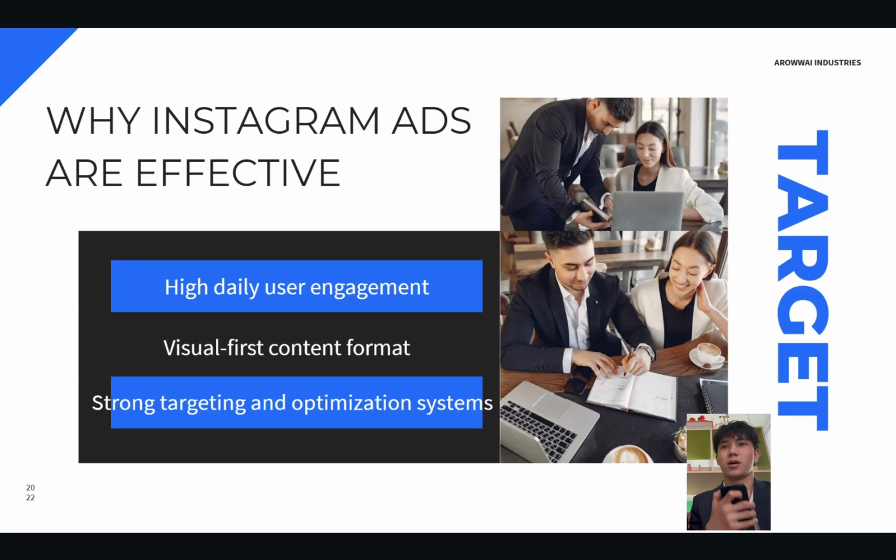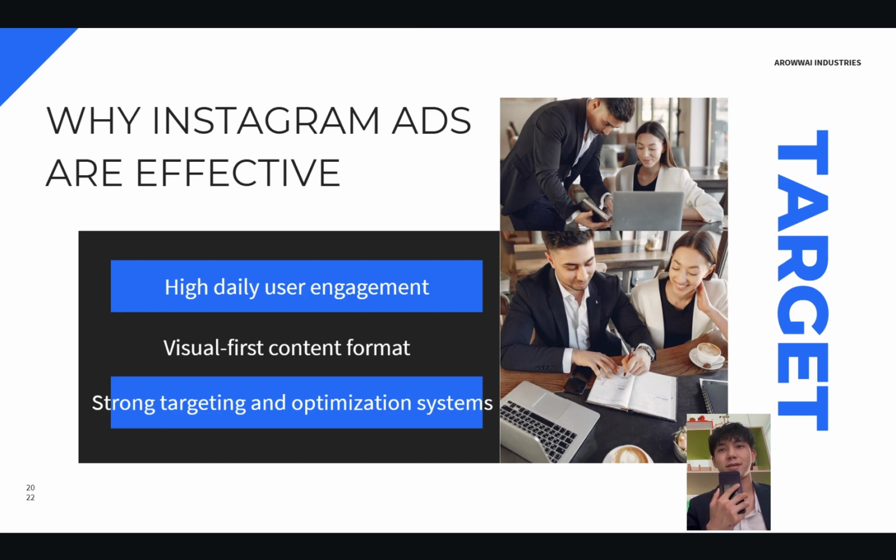So now let's talk about why Instagram ads are effective. First of all, Instagram ads work well mainly because of how people use the platform. Users spend a lot of time on Instagram every day. They scroll, watch stories, and interact with content almost automatically. This creates a perfect environment for advertising because ads appear naturally inside content people are already consuming.